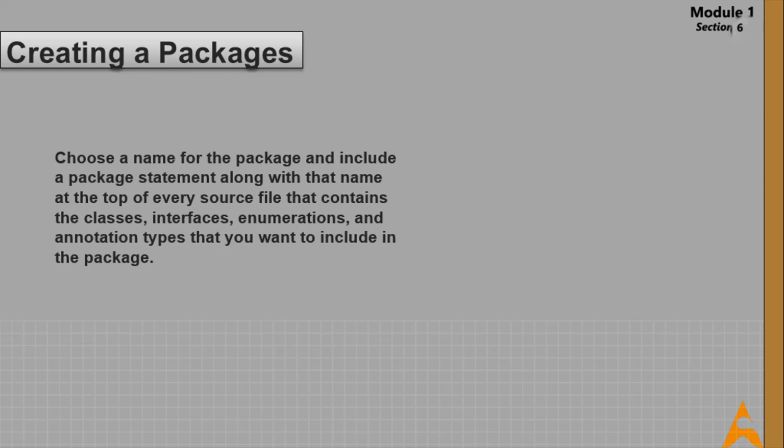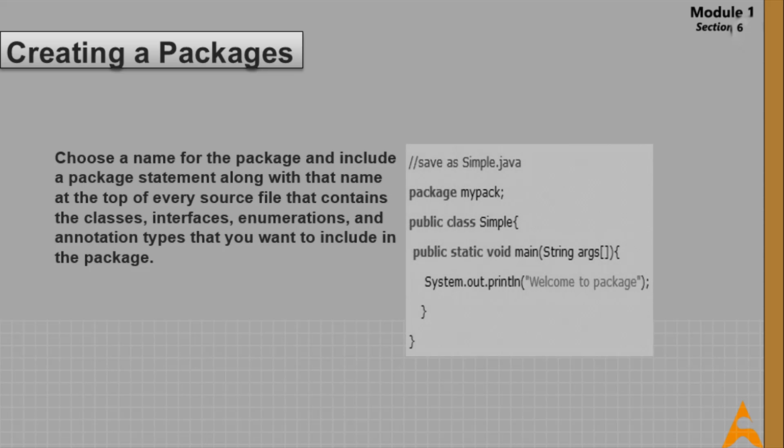Now let's learn how to create our package in Java. Open your notepad and write the code as given. Choose a name for the package and include a package statement along with that name at the top of every source file that contains the classes, interfaces, enumerations, and annotation types that you want to include in the package. In this program I am writing mypack as the package name. Remember, the class should always be public in a package, so that you can call it from anywhere. If it is not made public, it won't be able to be called.